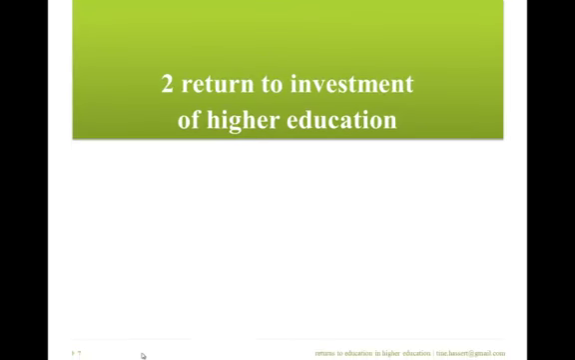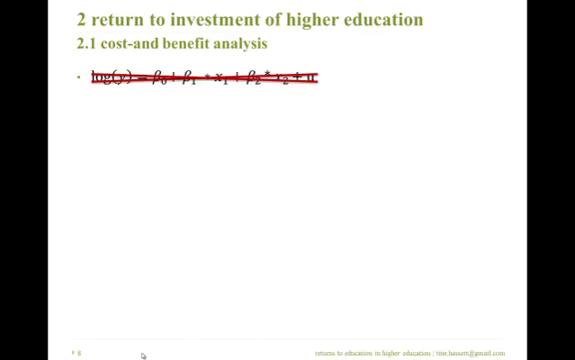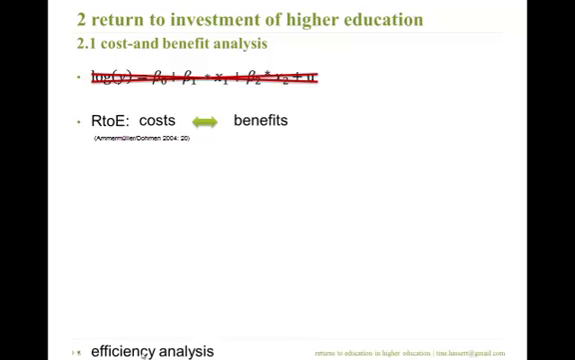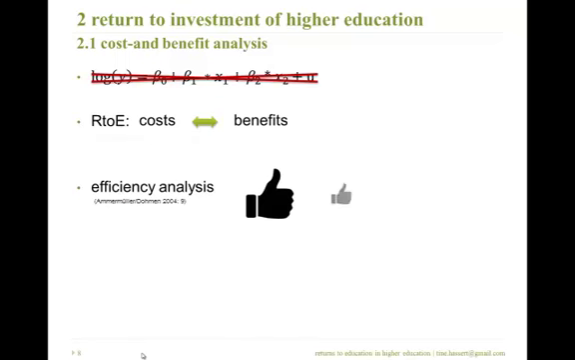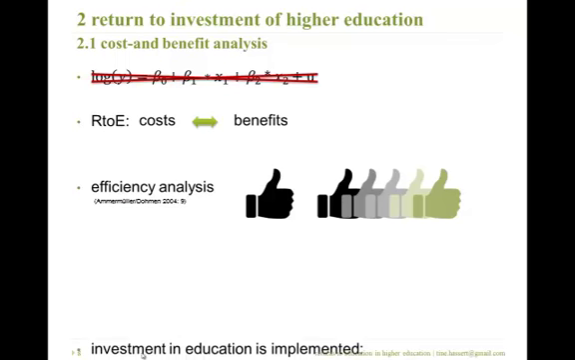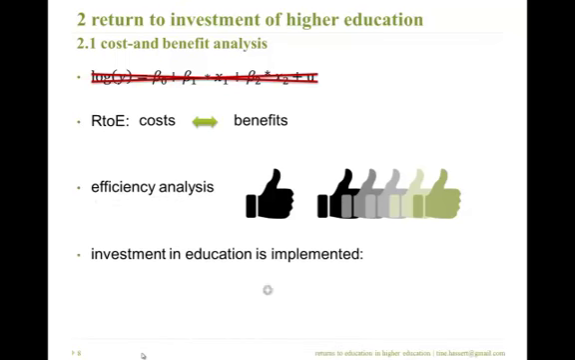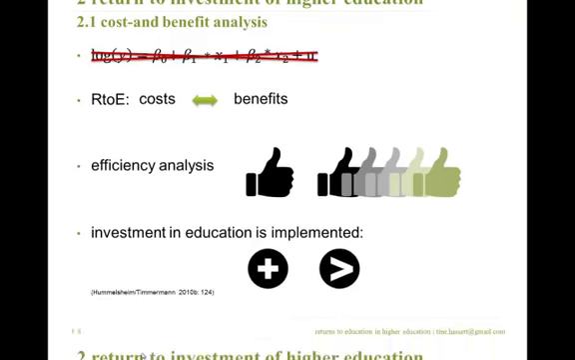Now we know the single components, but what is that return to education? Without boring you with too detailed maths, the answer is quite simple. The relation between costs for an investment in higher education and its benefits, which means the efficiency analysis, indicates if and to which extent an investment is profitable. The particular investment in education is implemented when there is a positive return, which is also higher than an alternate investment, which is about 5%.